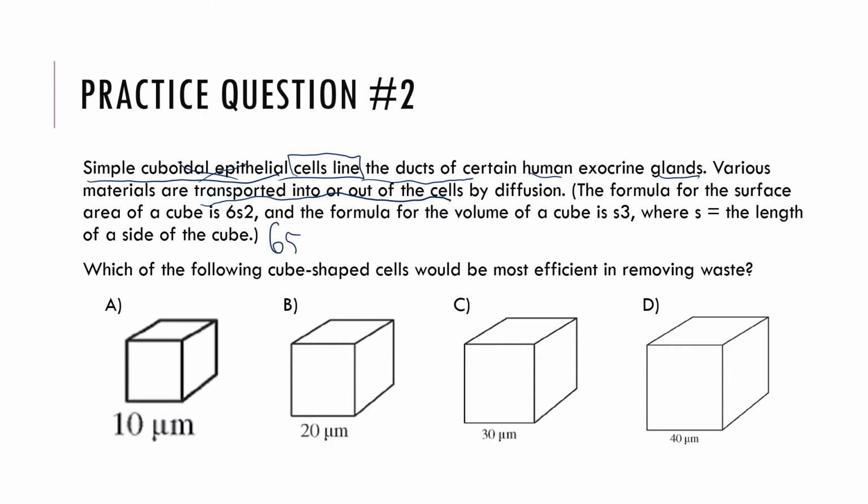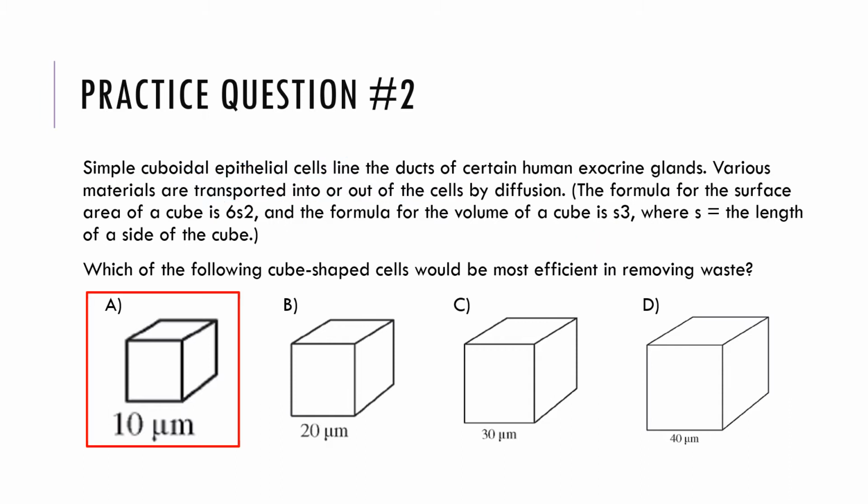Sorry for that typo there. And the formula for the volume of a cube is s cubed, where s is the length of a side of a cube. Which of the following would be most efficient in removing waste? You guys should have said A for that one, because remember that cells prefer being smaller where they can maximize their surface area and minimize their volume. That way they can exchange nutrients and waste faster and be able to get those nutrients to all of the volume of their cell.